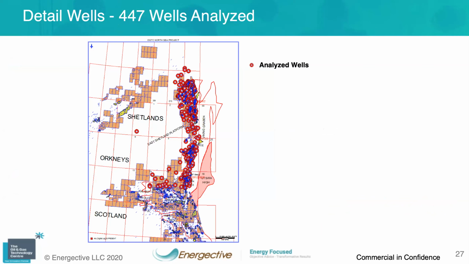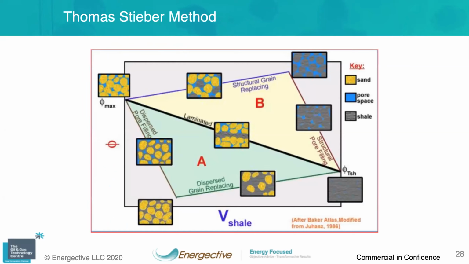Okay, so here's our detailed wells. These are the 446 that we analyzed for Thomas-Steiber, again, based on number one being regionally extensive, covering the area, etc., and not being very close vertical or very close to vertical. For those of you who don't know Thomas-Steiber methodology, what you're doing is you're looking for laminated sands.